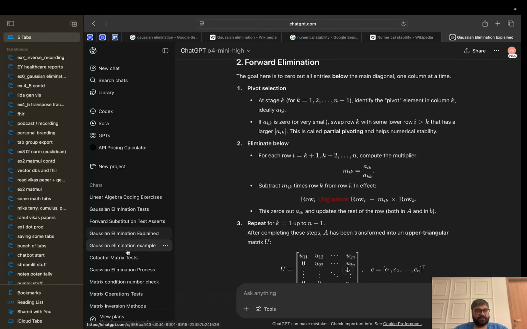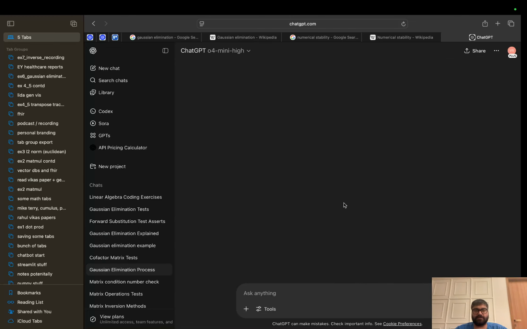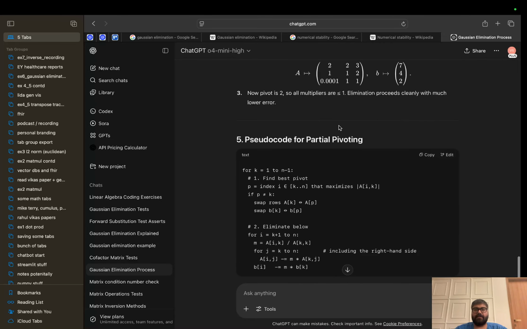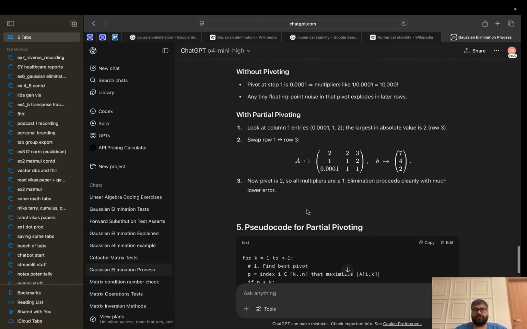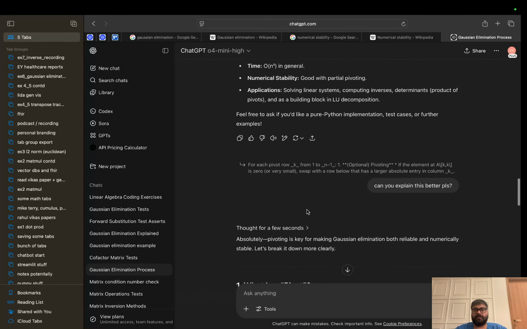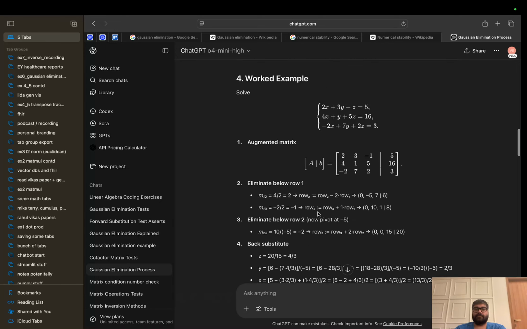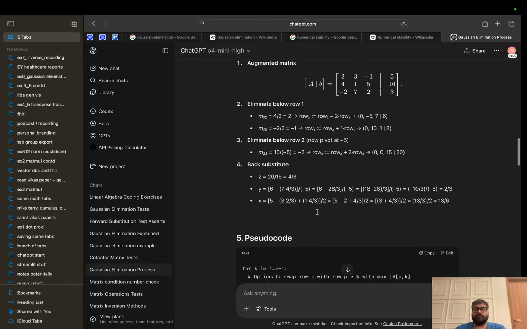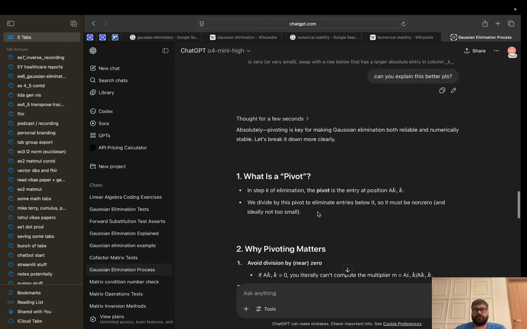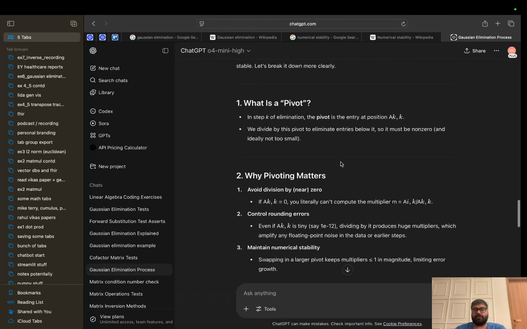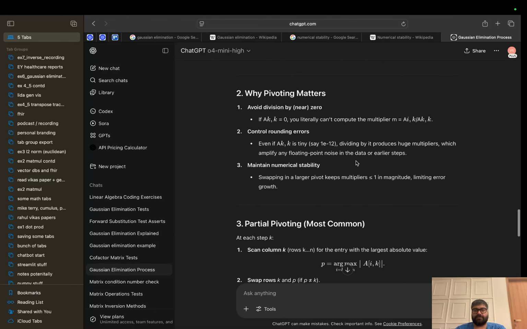Let me see if I can even find the pseudocode. I had it generated somewhere. I think it was this one. Yeah, so this is actually the pseudocode for partial pivoting versus this, which is the main pseudocode. So normally when we do pivoting, you have to avoid division by near zero. That's why pivoting matters.